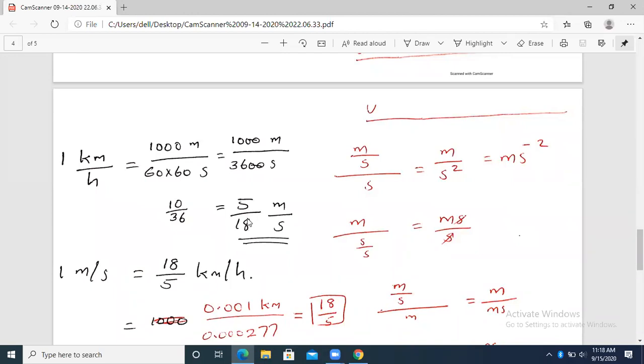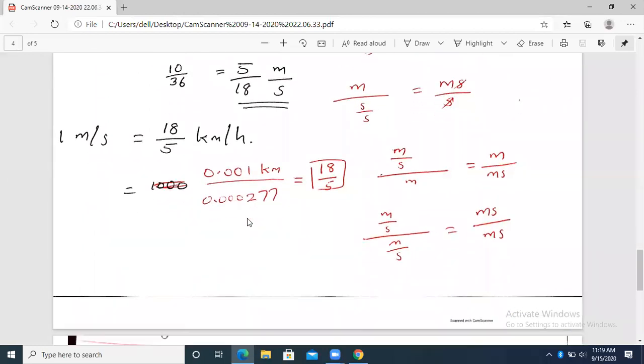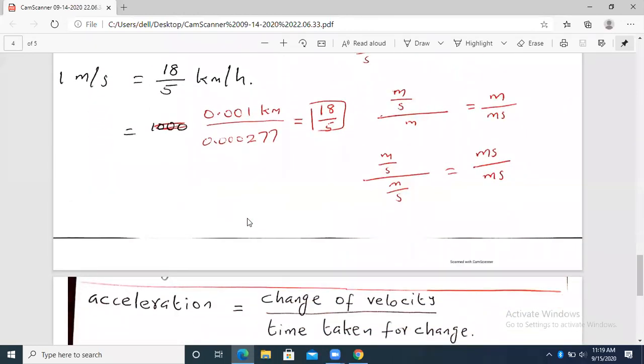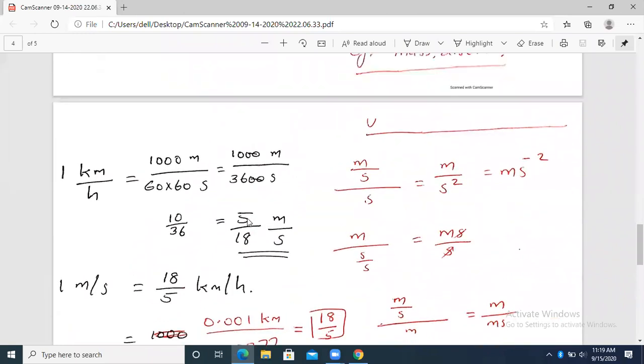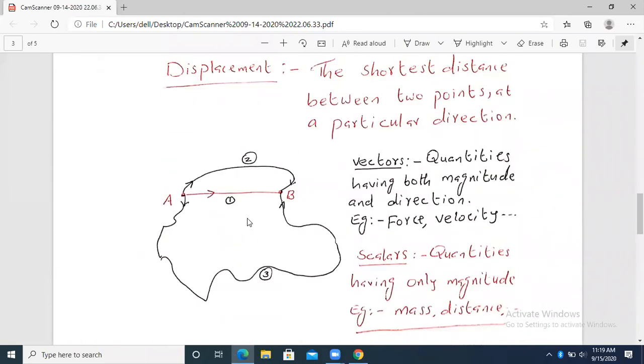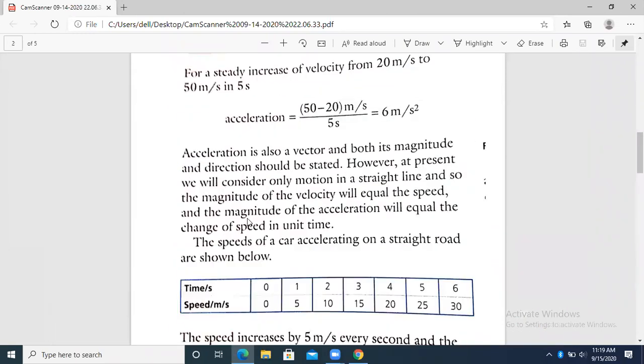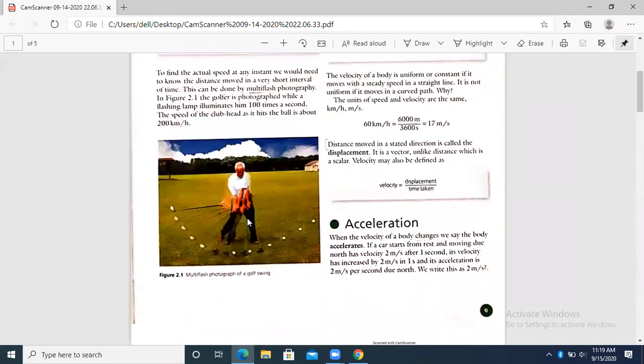Okay. Understood? Okay. Very easy. Understood. Okay. Then, that's only regarding speed. So speed means total distance divided by total time.